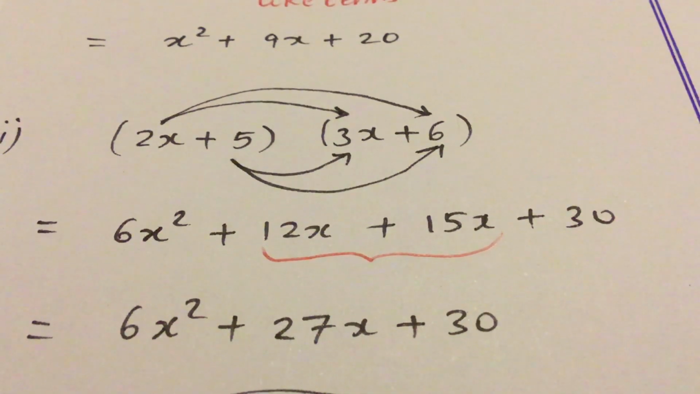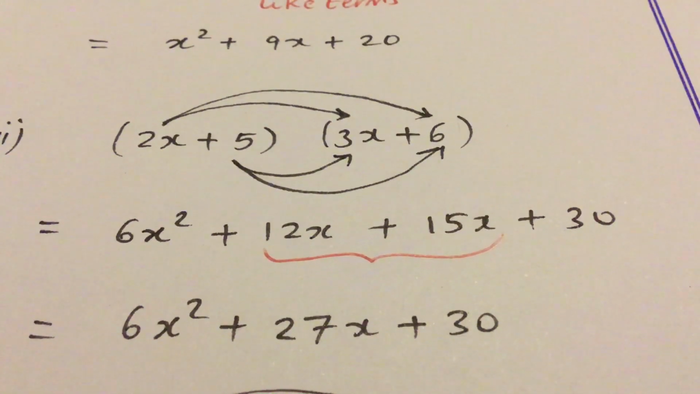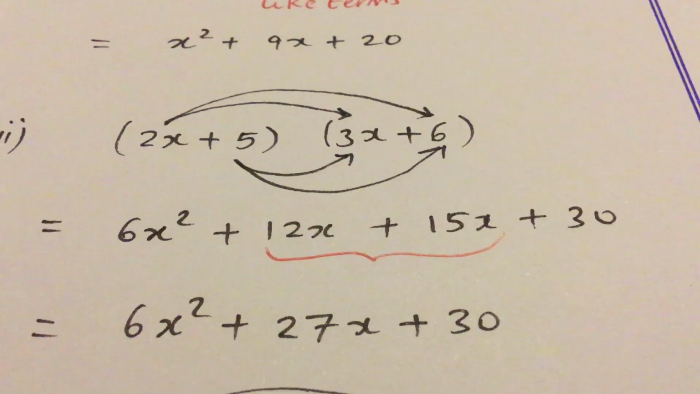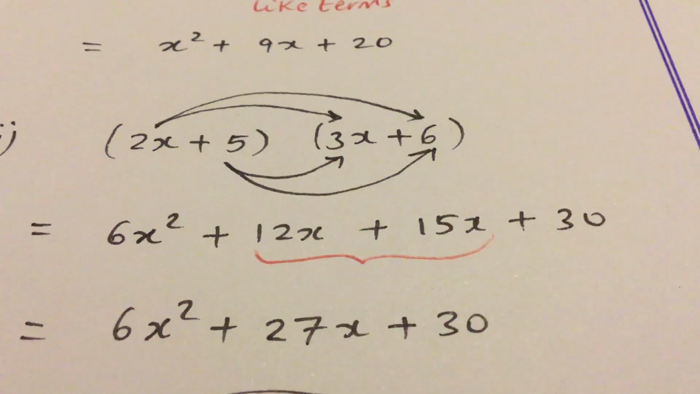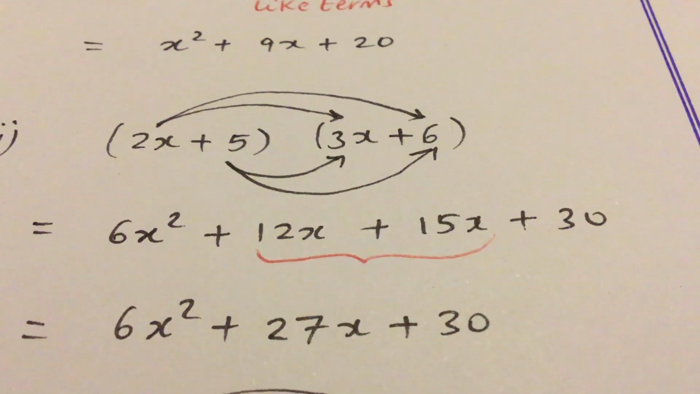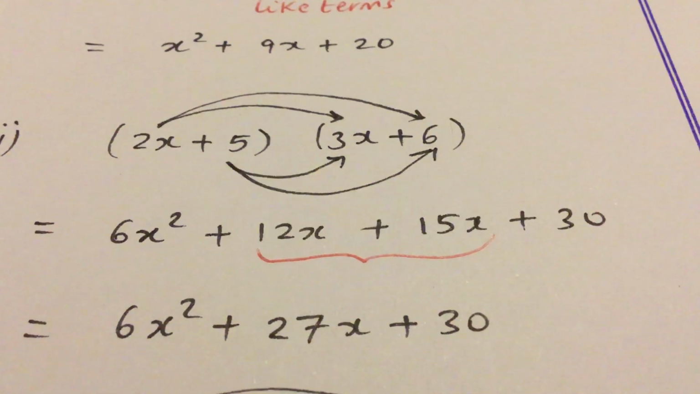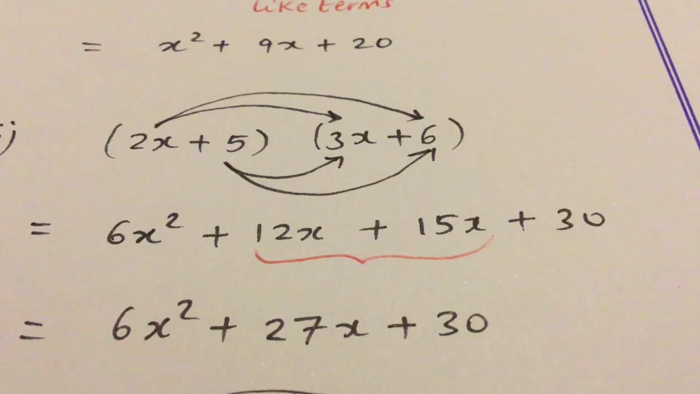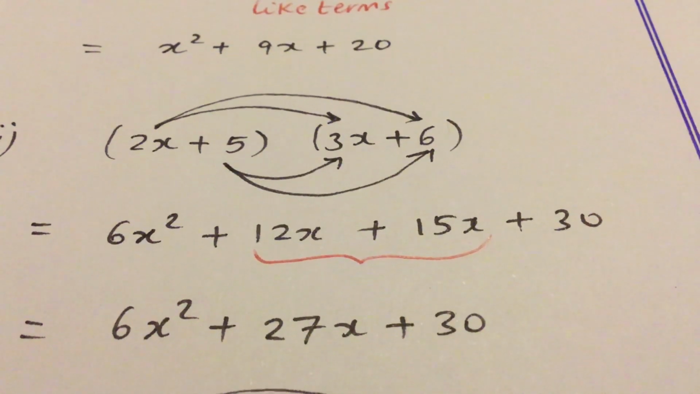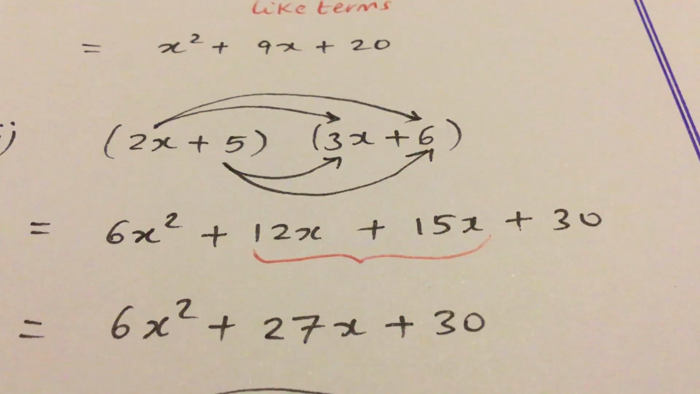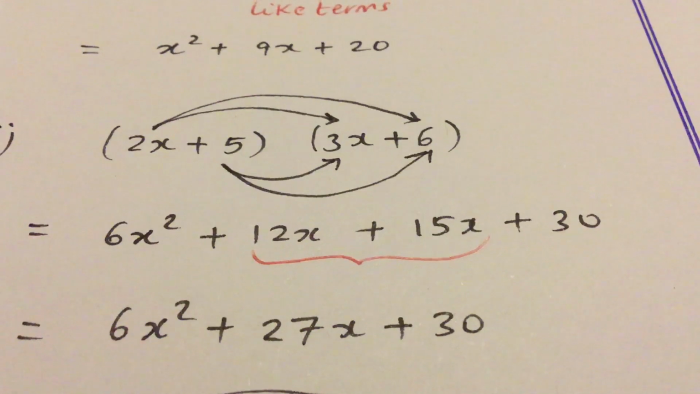Similarly, the next one will be 2x times 6. So you do 2 times 6, which is 12, and there's only one x, so you just copy paste. The next will be 5 times 3x, which is the inside. So 5 times 3 is 15, which most of you can do, and since there's only one x, copy paste again. And the last will be 5 times 6, which gives you 30.